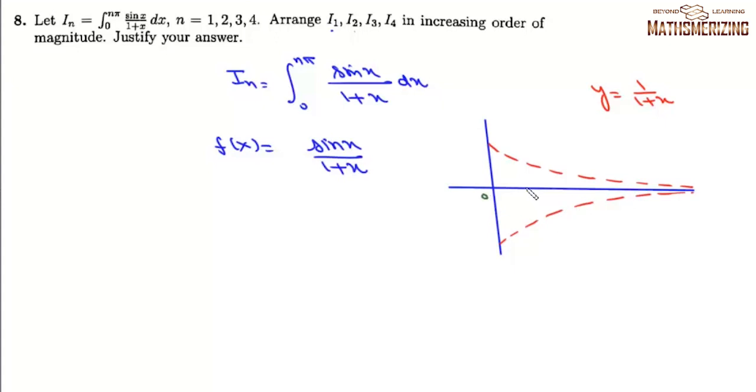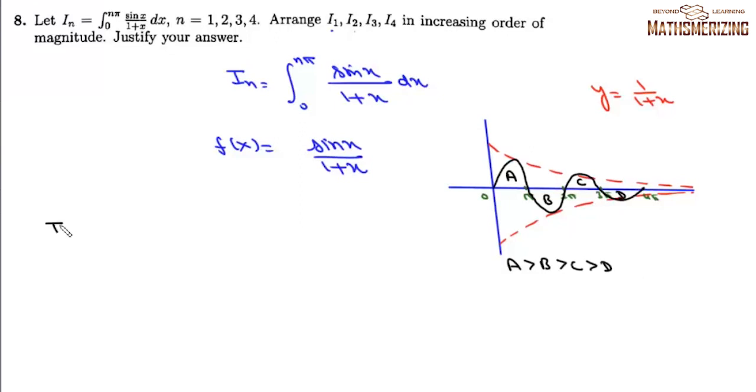Now this is 0, pi, 2 pi, 3 pi and 4 pi. Now we can draw an approximate graph. This is the graph of sin x upon 1 plus x. Now let this area be A, this area be B, this area be C and this area be D. Now clearly A is greater than B, B is greater than C, and C is greater than D.